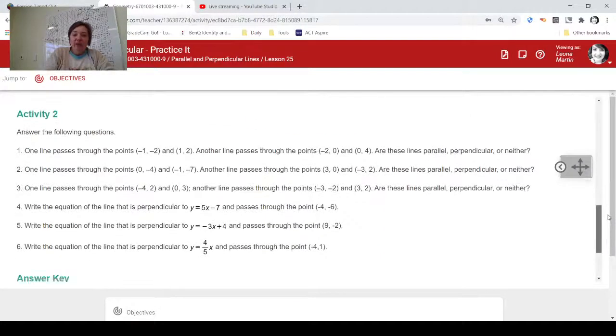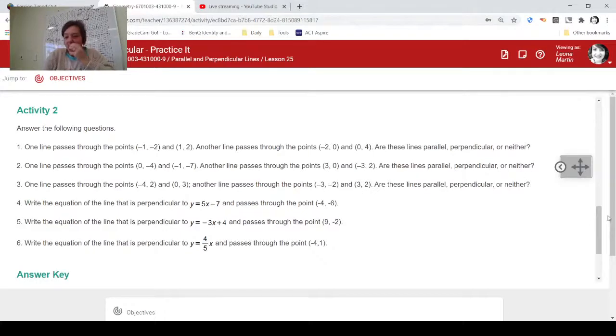What if you have information like this, though? Number 1 says one line passes through points -1, -2, and 1, 2. That's line 1. And then it says another line passes through points, we're going to call this line 2: -2, 0, and 0, 4. And the question here is, are these parallel, perpendicular, or neither?